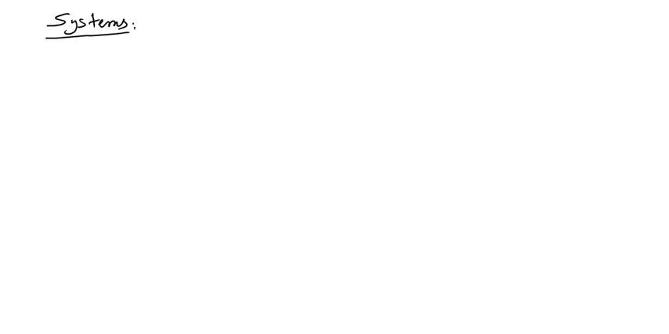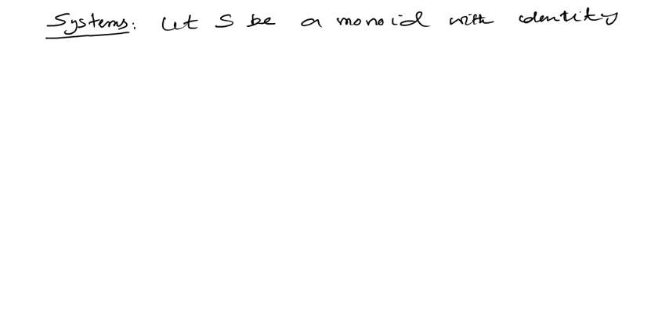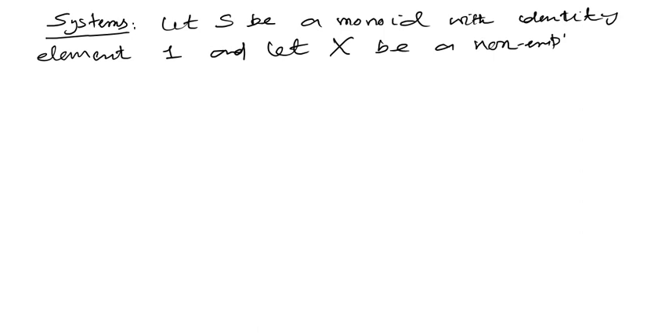Let S be a monoid with identity element 1. Okay, and let capital X be a non-empty set, जिसको हम सिस्टम कहते हैं.